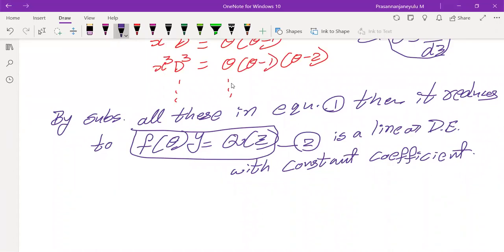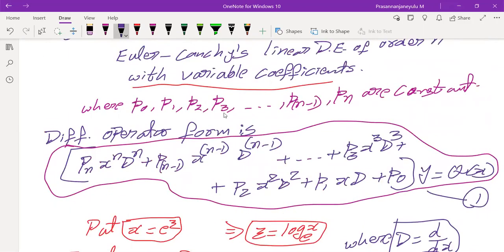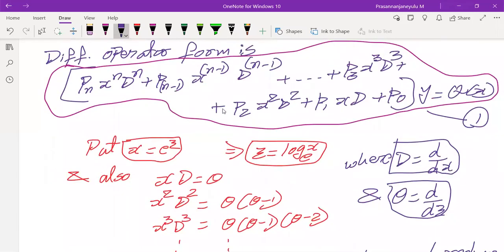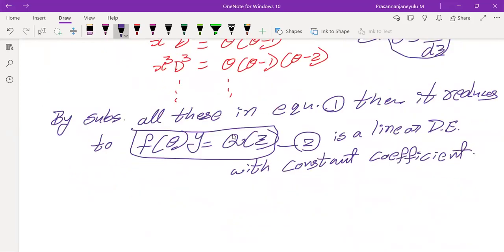After completion of the total solution of equation number 2, replace z with log x to the base e. Then we'll get the general solution of the given differential equation number 1. Equation number 1 is a linear differential equation with variable coefficients and we cannot find the solution for that. Because of that, we go with the substitution x equals e power z and z equals log x to the base e, and also x into D equals theta, x squared D squared equals theta into theta minus 1 and so on. Then equation 1 reduces to a linear differential equation with constant coefficients.